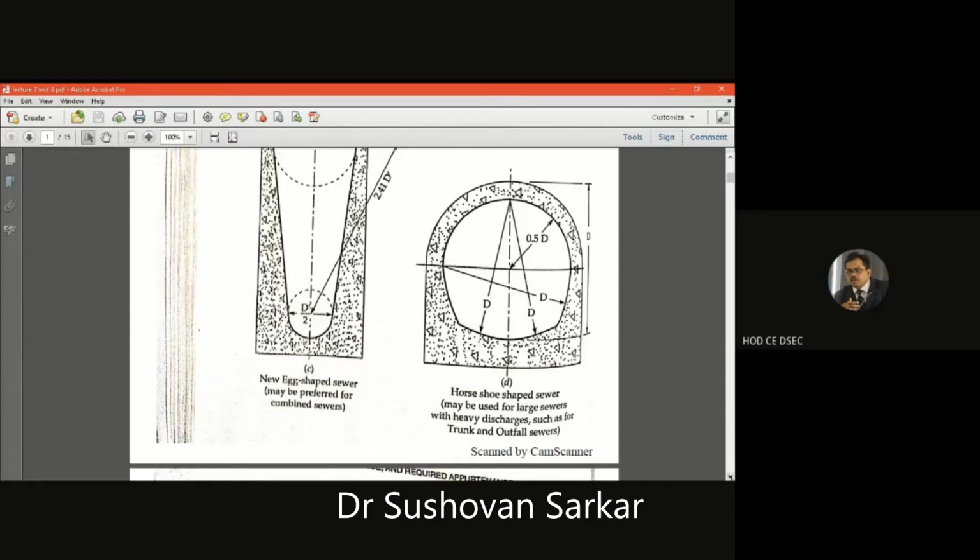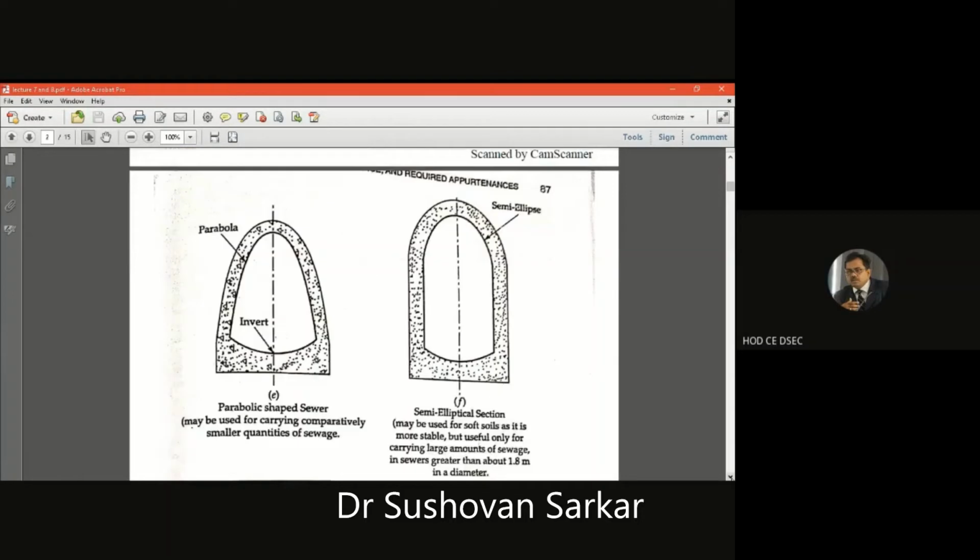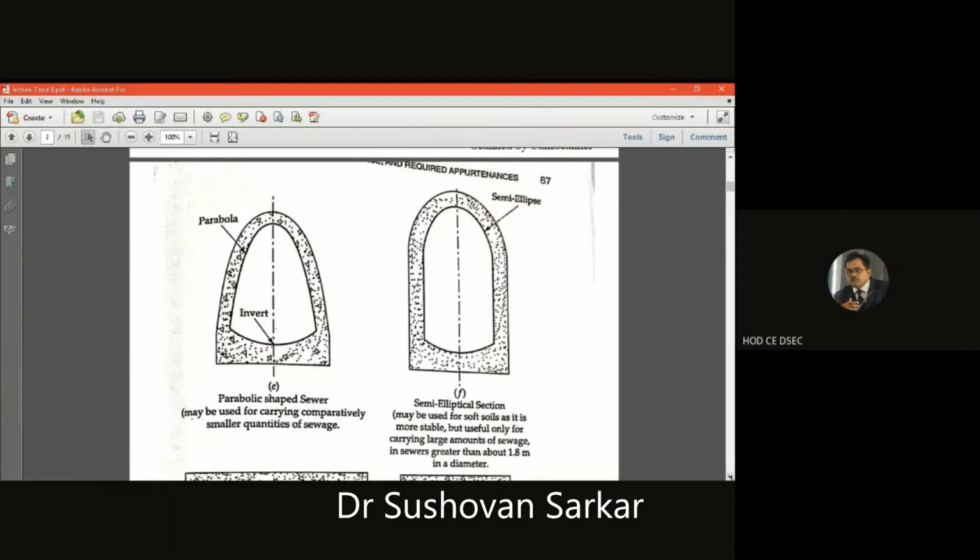Next, the fourth one I am going to highlight is the horseshoe-shaped sewer, and it is used for large sewers with heavy discharge, such as trunk and outfall sewers. That means the treated sewage from the wastewater treatment plant, when it is discharged to natural resources like a river or stream, there it is called the outfall, or the biggest sewer, that is the outfall sewer or trunk sewer. There, the horseshoe shape is selected for the design purpose.